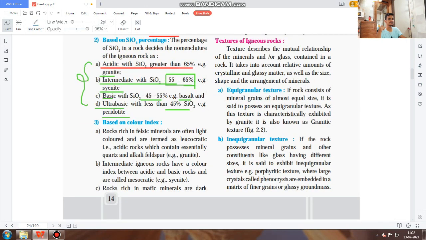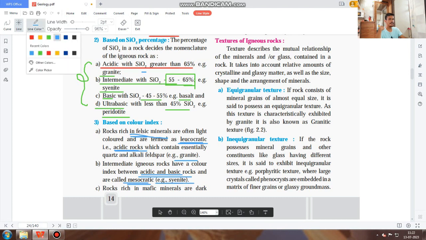Next, rocks based on color index. Felsic, which are light colored minerals, as I told you before, are called leucocratic, and leucocratic rocks are acidic rocks. You can compare from that table and come to know. An example is granite. Intermediate igneous rocks have a color between acidic and basic. They are called mesocratic.